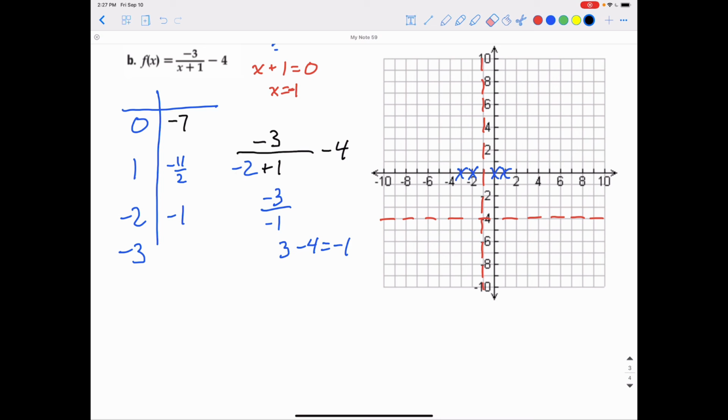And then one more. We'll use negative 3. So negative 3 plus 1 is negative 2. Negative 3 divided by negative 2 is positive 3/2. And 3/2 minus 4 is going to be, excuse me, negative 5/2, negative 5/2.